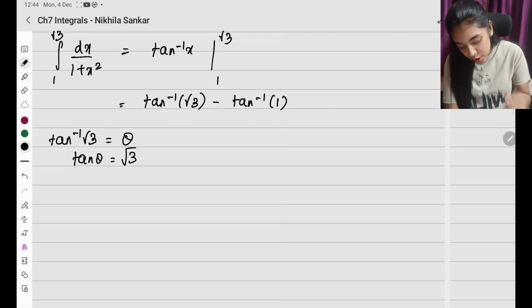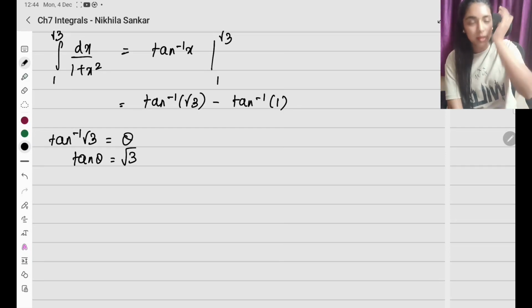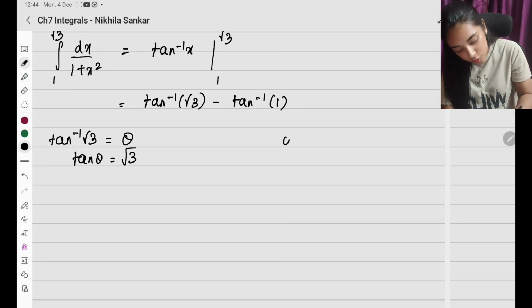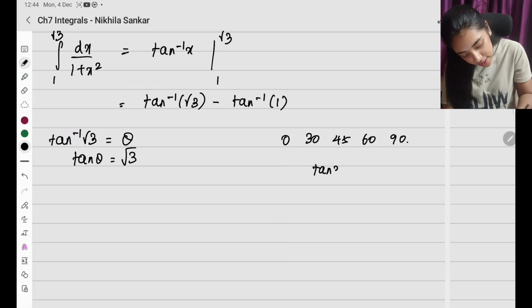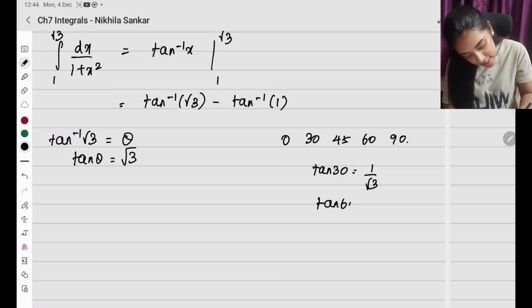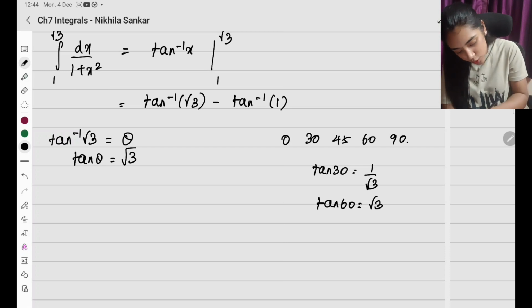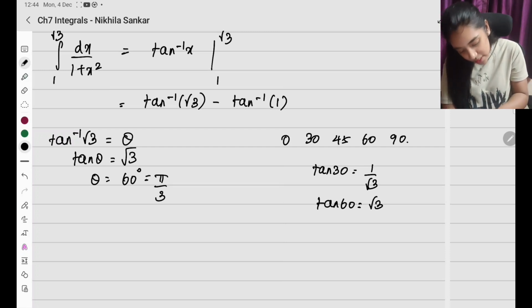So what is root 3? Where does it come? You have 0, 1 by 2, 1 by root 2. So where do the values of tan come? I have 0, 30, 45, 60 and 90. So I know that tan 30 is going to be 1 by root 3. Tan 60 equals root 3. So here we have root 3. So theta equals 60 degrees, which is going to be pi divided by 3. So we have found tan inverse of root 3.